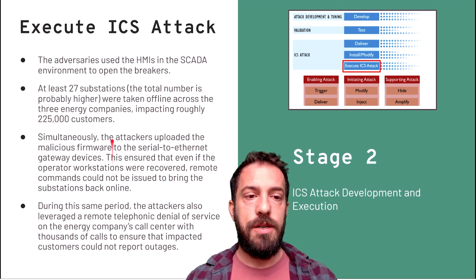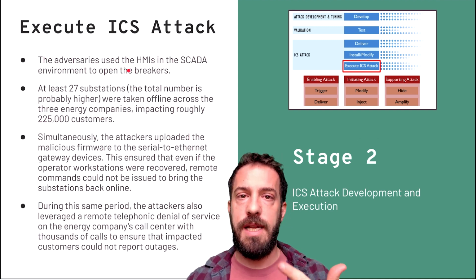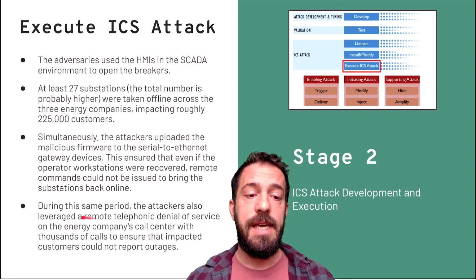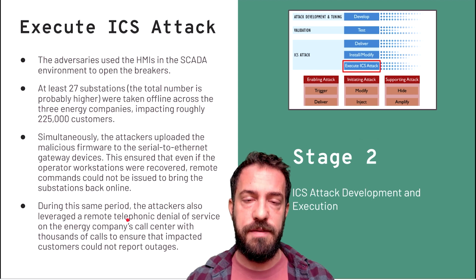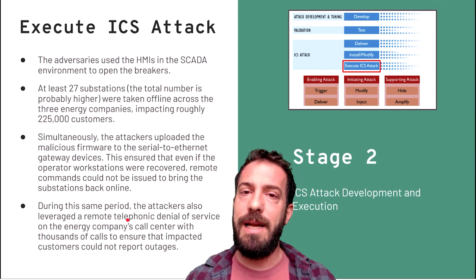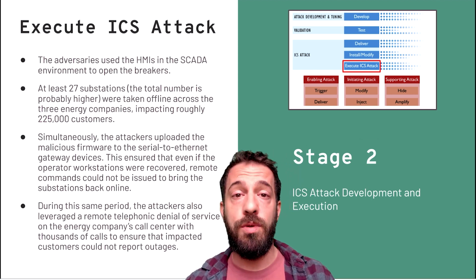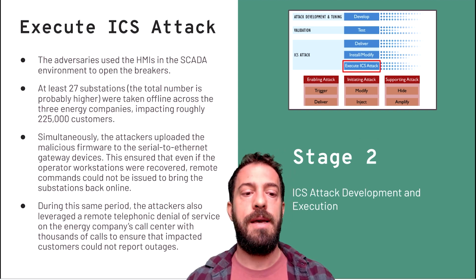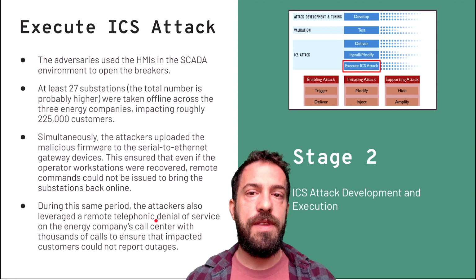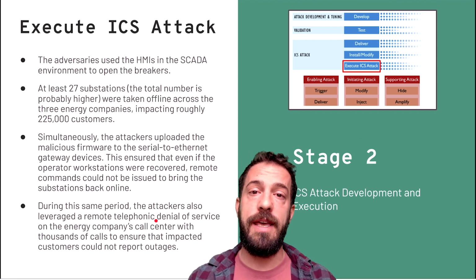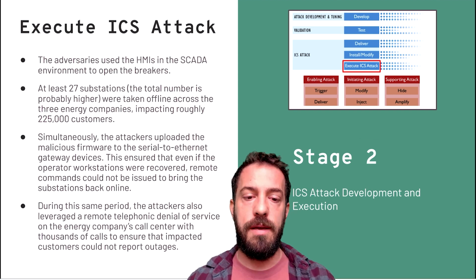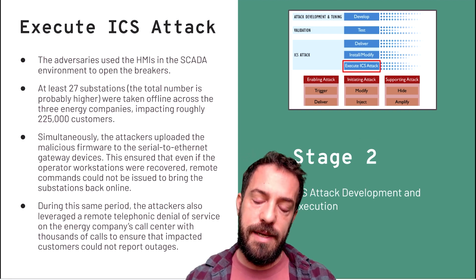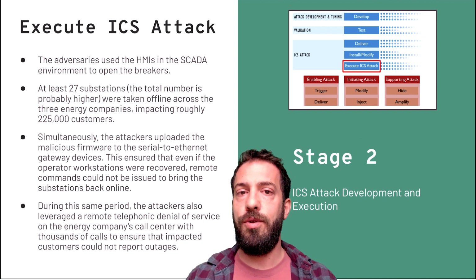At the same time, first they opened the breakers, second they locked out the operators, and third they also performed the denial of service attack on the telephone service. Typically whenever there's an outage, customers would call the company and say, hey, there's an outage, what's happening, when are we going to get the power back? Part of the attack was to also have automated fake calls to the call center of the companies to ensure that the outages wouldn't be able to be reported.